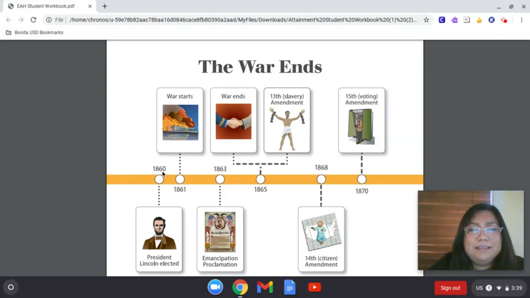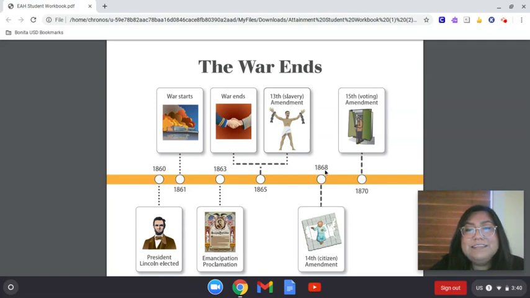So in 1860, President Lincoln was elected. In 1861, the war starts. So the Civil War started in 1861. And a few years later, in 1863, President Lincoln made the document Emancipation Proclamation that freed the slaves. In 1865, the Civil War ends, and we have the creation of the 13th Amendment that freed the slaves.